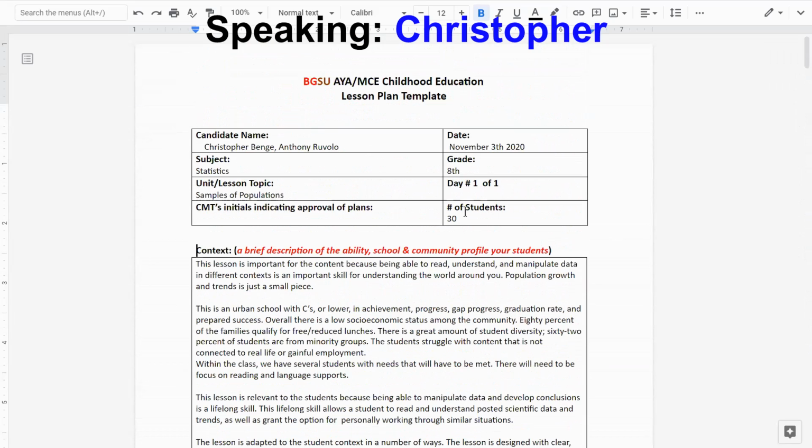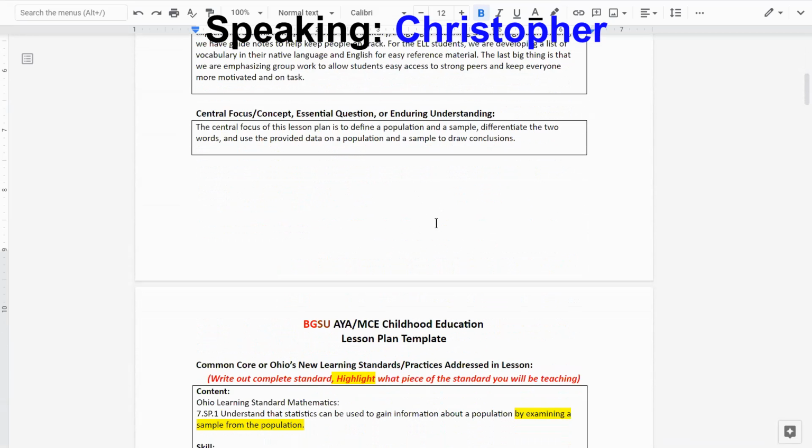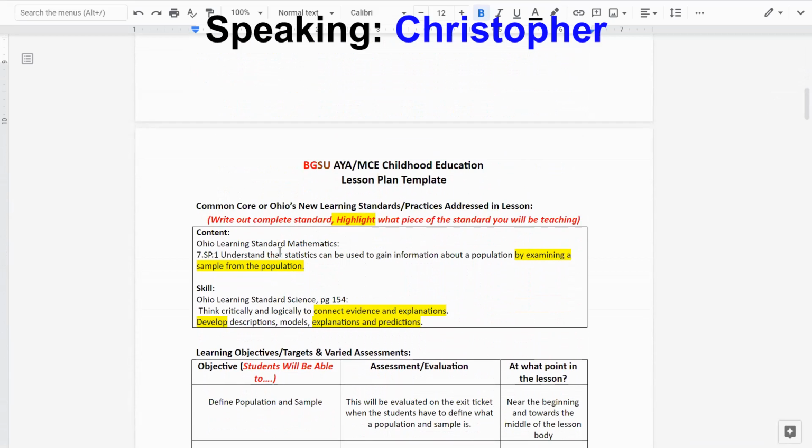The reason it's relevant is that these are science and math skills that are going to last you a very long time in life. It's interdisciplinary because it's both math and science. You can see from our standards, we have a math standard here talking about populations and samples. And the science skills are talking about drawing their evidence, drawing their explanations, and skills like that that are very necessary for all aspects of life.